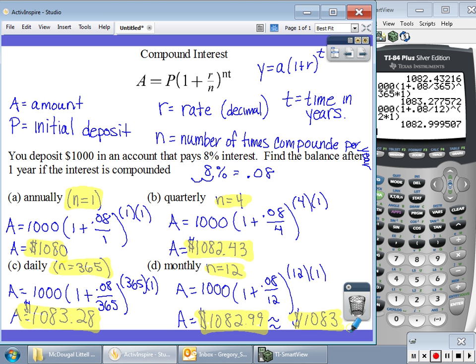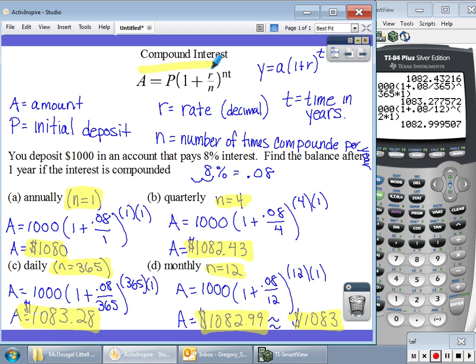So that's basically it. What I really need you guys to know is how to find n. Quarterly, there are 4 quarters in a year, so n is equal to 4. Monthly, n is equal to 12 because there are 12 months in a year. Daily, 365. Annually, n is equal to 1. Those n values are not going to be given to you. They're just going to tell you quarterly, monthly, daily, annually, and you have to figure out the number that corresponds to n. Okay?